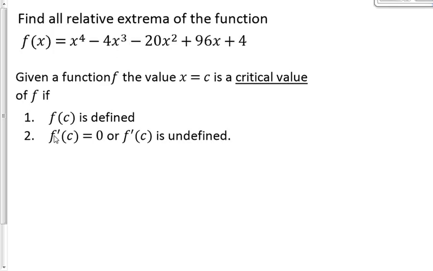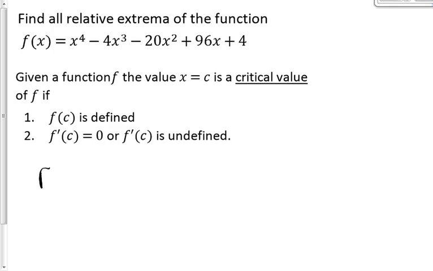But part two says that f prime of c, the derivative, when you plug c in, has to give you 0, or f prime of c, the derivative, when you plug c in, has to be undefined. So we need to find all the places where the derivative of this function is either equal to 0 or where it is undefined. So let's go ahead and do that.